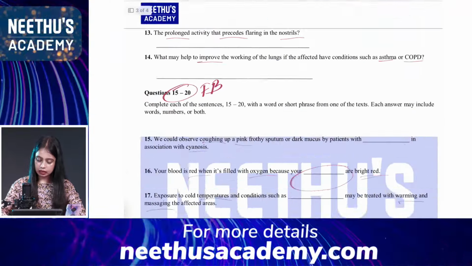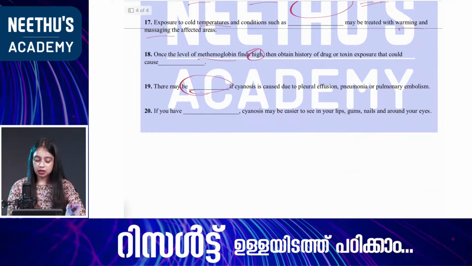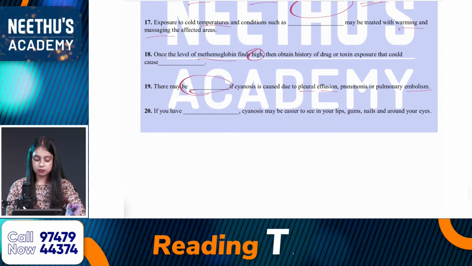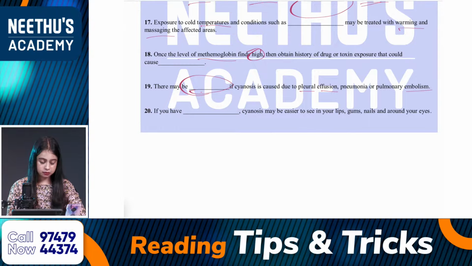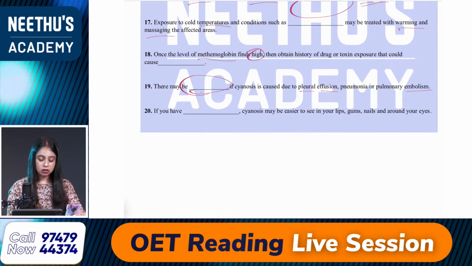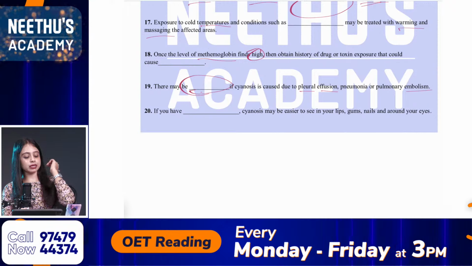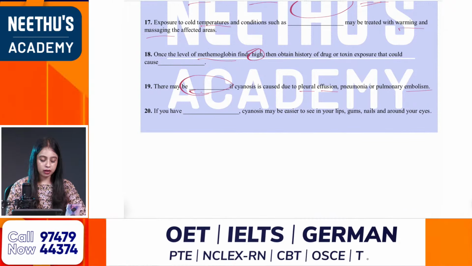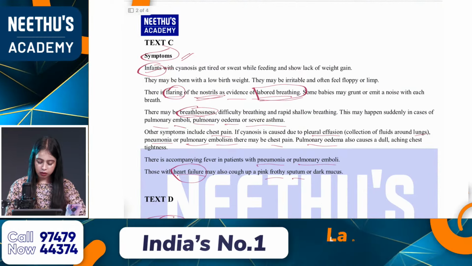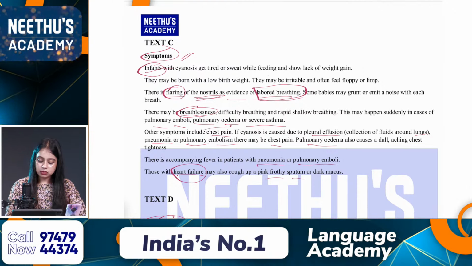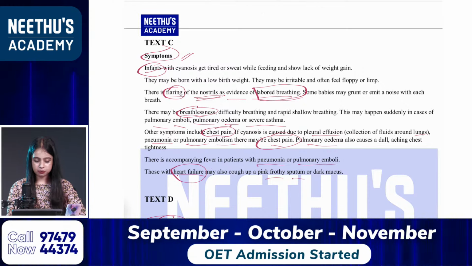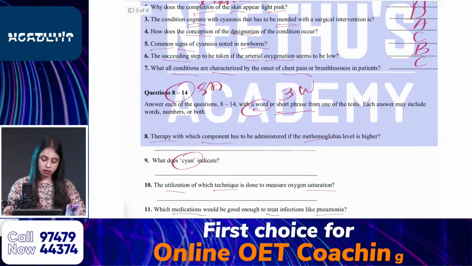And second last one, 19th one. There may be dash if cyanosis is caused due to pleural effusion, pneumonia or pulmonary embolism. So what is that? Yes, Benny, correct answer. Yes, Anu, Star, Delita, Reshma, Akku, Shiny, Bindu. Okay, Roshna, it is Raynaud's phenomenon. And what about 19th one? Answer is chest pain, one of the symptoms from text C. Other symptoms include chest pain. If cyanosis is caused due to pleural effusion, there is a chance for chest pain.